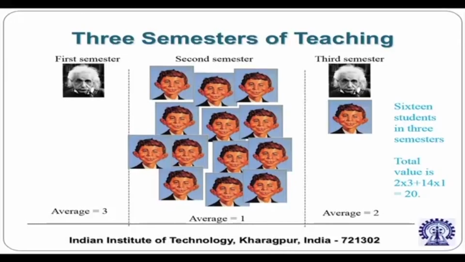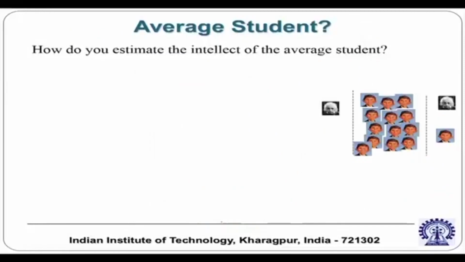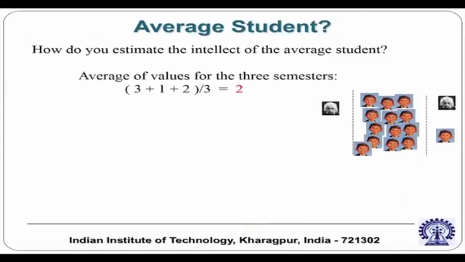So now if you consider the total average, there are 16 students in 3 semesters. If you count, you will find there are 16 students. The total value is 2 times the genius student has appeared, so 2 into 3 plus 14 into 1, so the total value is 20. Now how do we get the intellect of the average student taught by the teacher? How do you estimate the intellect of the average student?